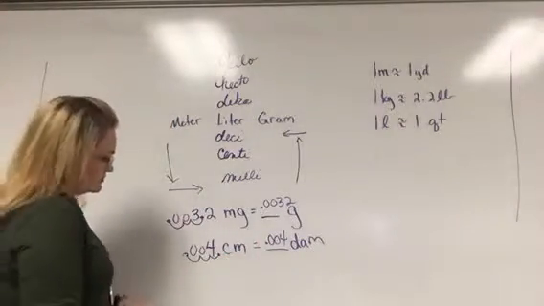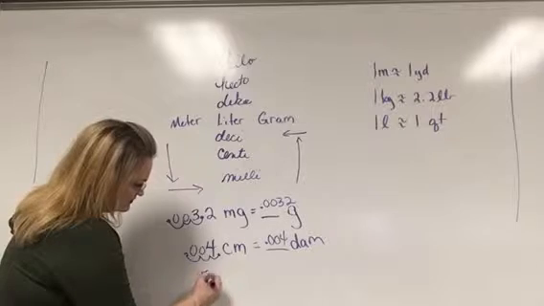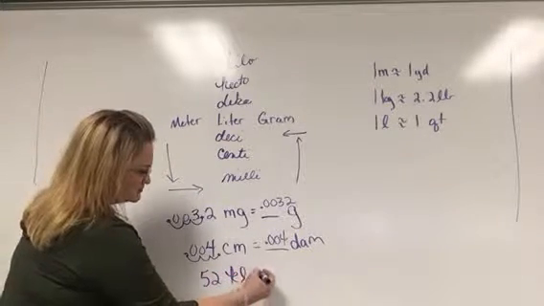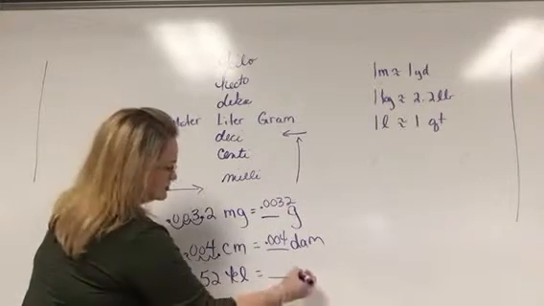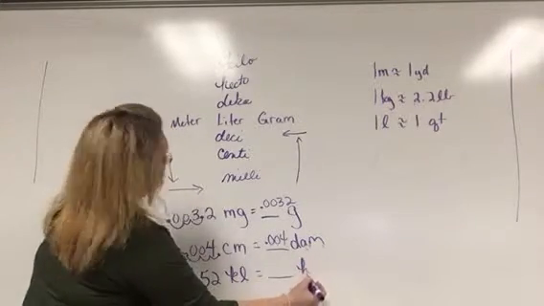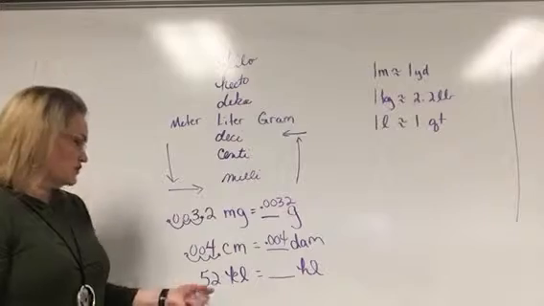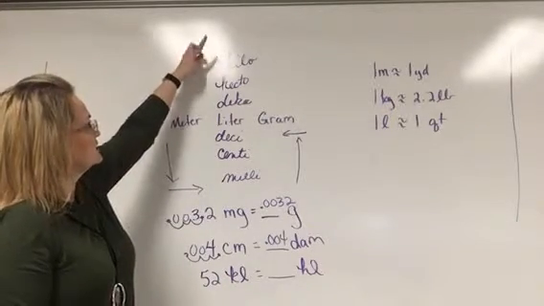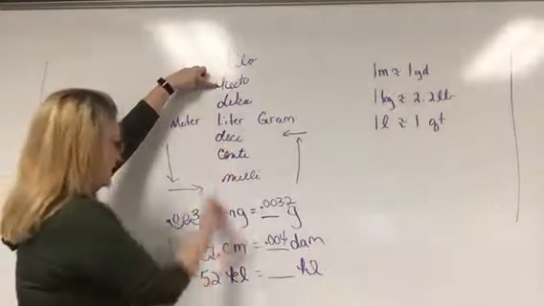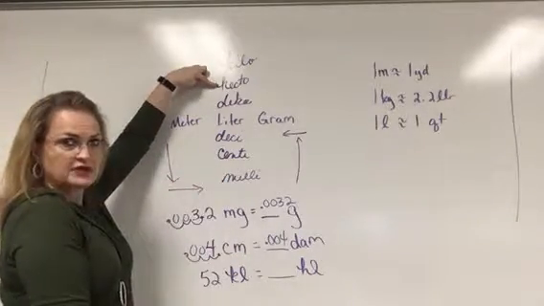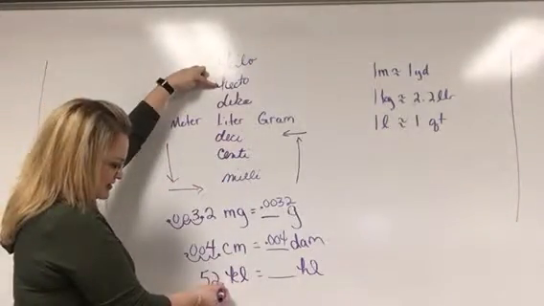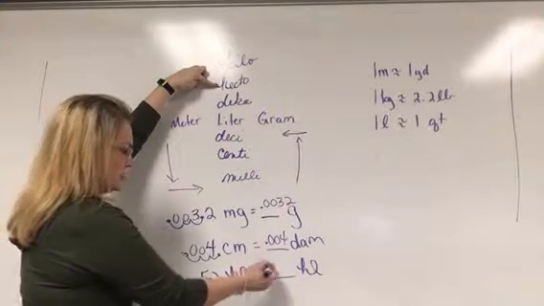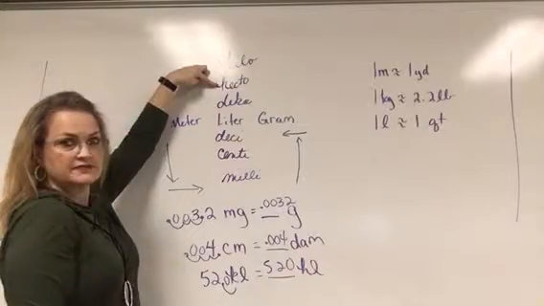Okay, another example. Let's say we've got 52 kiloliters, and we're going to move that down to hectoliters. Just one move there. We're going from kilo to hecto, just right below it, but that's a one move down. Down, moving my decimal to the right that many places. My decimal is at the end if I don't see it. So 1 to the right, I'm going to add a 0. It's 520.